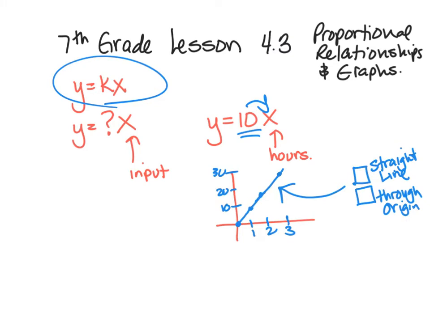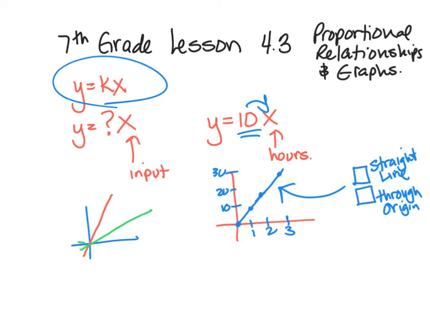Remember, origin is this point right here. I don't get anything unless I work 1 hour. So if I work 0 hours, I get nothing. So to be considered a proportional relationship, if you look on a graph, you will see a straight line that goes through origin. So if I look at a graph and I see this line, is it proportional? Yes, because it's a straight line that goes through origin. How about this line? This line? Yes, because it's a straight line that goes through origin.